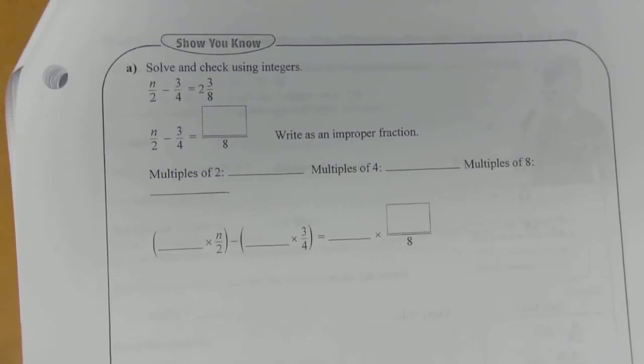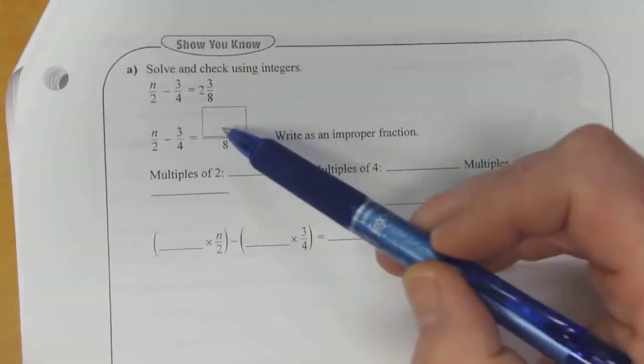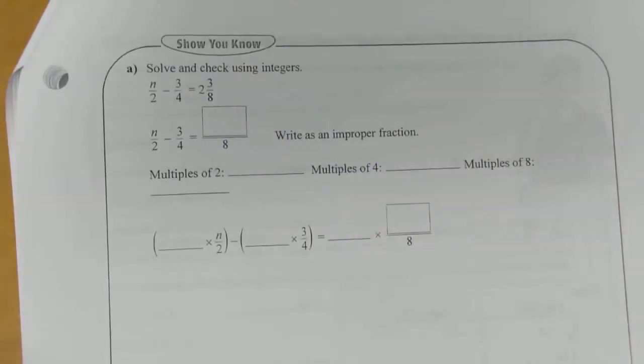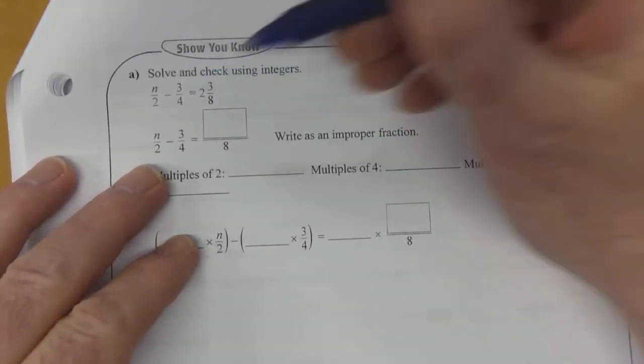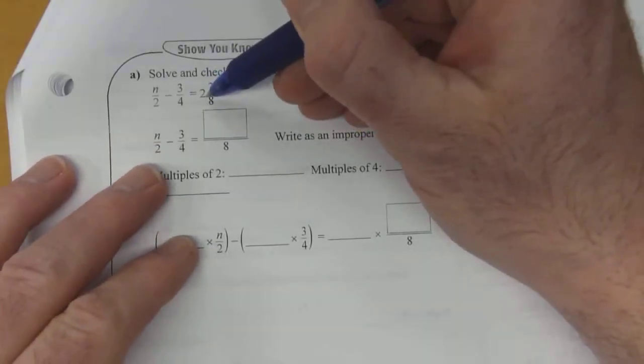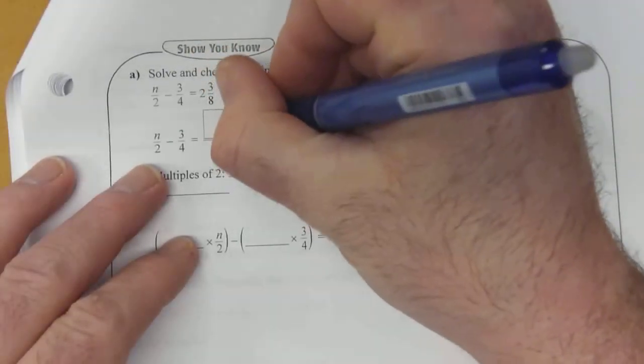Just so you know, we're asked to solve and check using integers, so don't just solve it, we have to check it. n over 2 minus 3/4 equals 2 3/8. So first step, convert 2 3/8 into an improper fraction. 8 times 2 is 16, 16 plus 3 is 19. So this becomes 19 over 8.